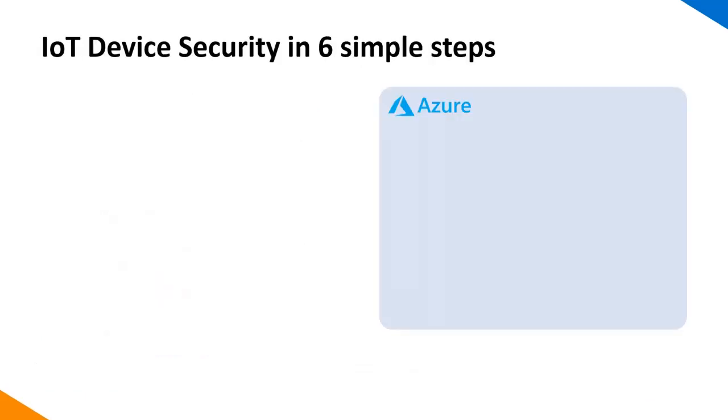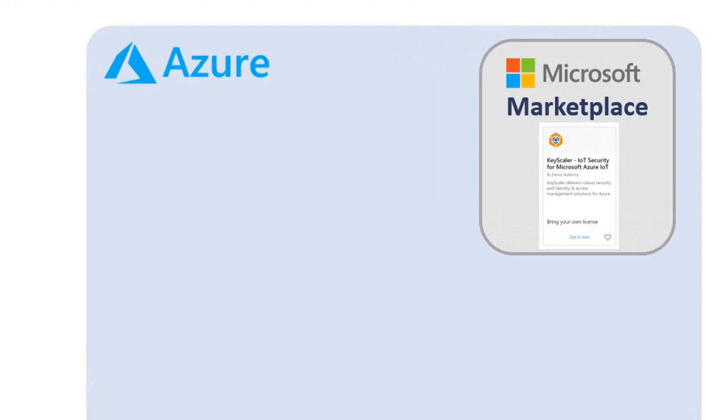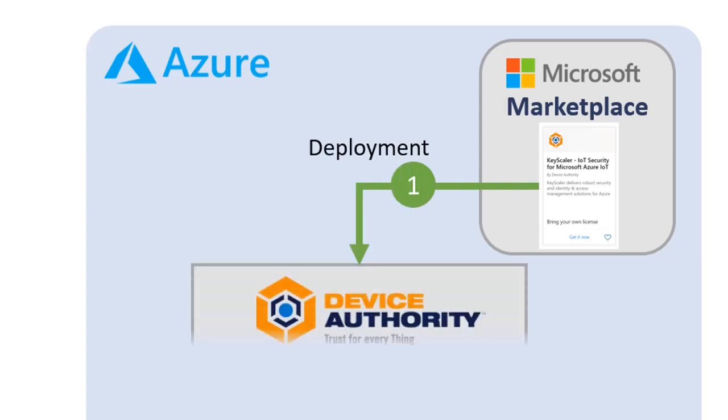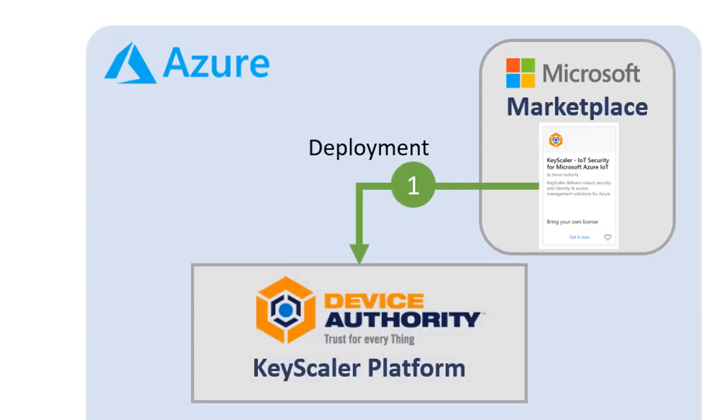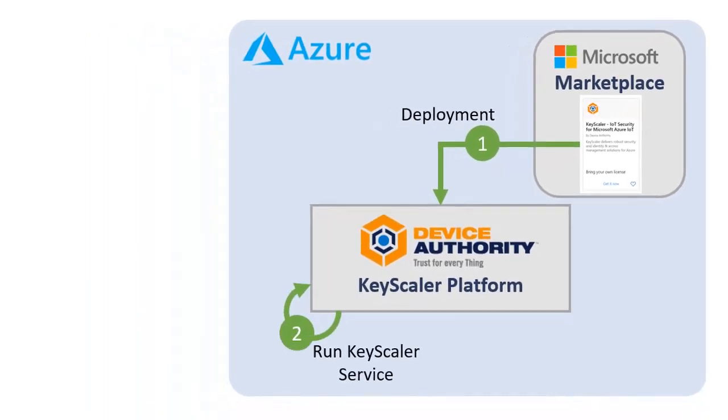The flow diagram for describing how we can achieve IoT device security in 6 simple steps. We start with Azure Marketplace and search for IoT security, and launch the Device Authority Keyscaler application. After a few initial configurations, we can deploy the Keyscaler service within Azure Cloud Infrastructure. The next step, we can SSH to the virtual machine and start the Keyscaler service.